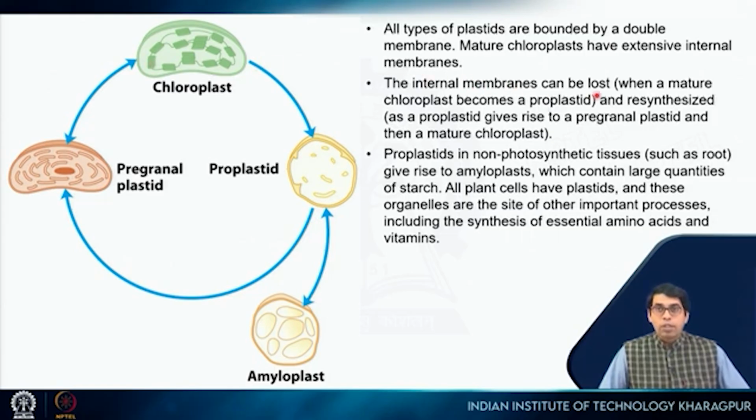The internal membranes can be lost, as you see here, when a mature chloroplast becomes a proplastid, which is this, right, and they can be resynthesized, right, but not in this direction, rather in this pathway where it goes through this pregranule plastid. So, a proplastid gives rise to a pregranule plastid and then a mature chloroplast. Proplastids in non-photosynthetic tissues such as root can give rise to amyloplasts, which is here, which contain large quantities of starch. All plant cells have plastids, and these organelles are the site of important processes such as synthesis of essential amino acids and vitamins. So, all the essential amino acids and vitamins are synthesized in these plastids.